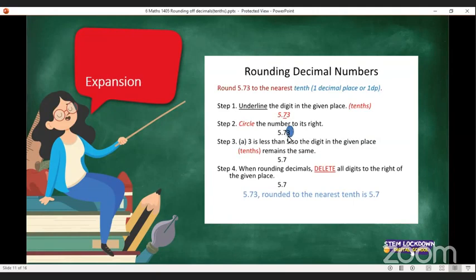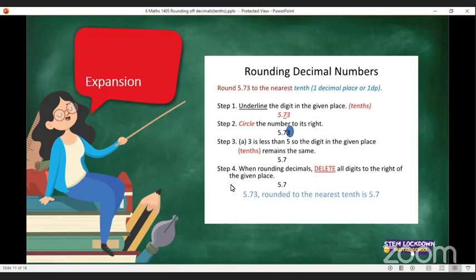So as you have circled the number 3, you notice that it is less than 5. Then you have 5.7 because 3 is less than 5. Then the number will be less than 5 because you are rounding to the nearest 10. All right, so you're rounding down. Basically, you're rounding down if it's less than 5 and not rounding up.